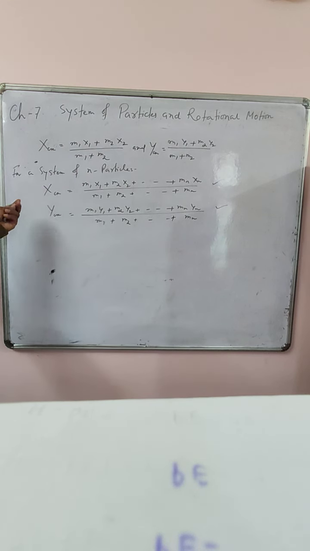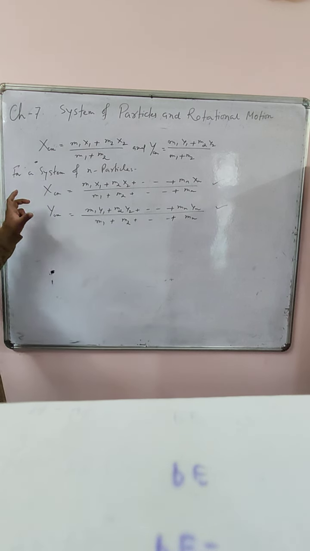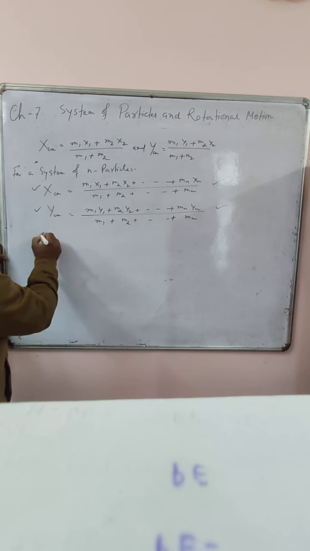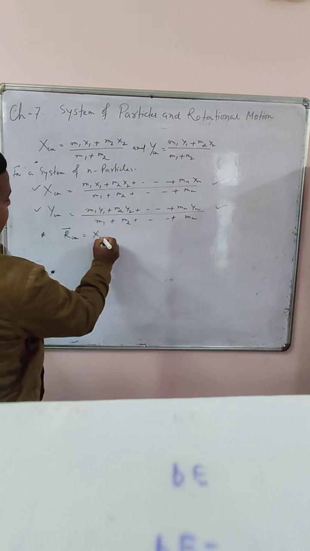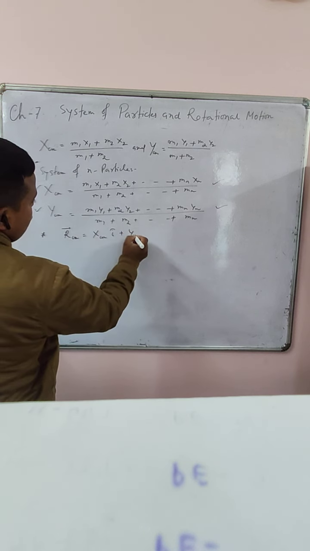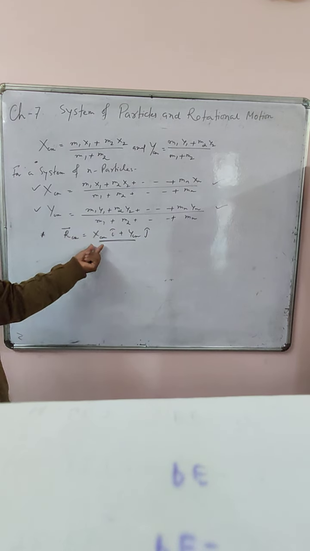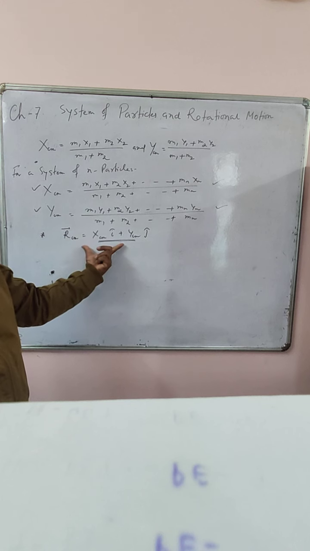So if we are asked to find the coordinate of center of mass, use these equations. And if you are asked to find the position vector of center of mass in terms of coordinates, then after finding xcm and ycm, you write rcm. It will be what? xcm I cap plus ycm j cap. So just after finding out the coordinates, you can find out the position vector by using these relations.